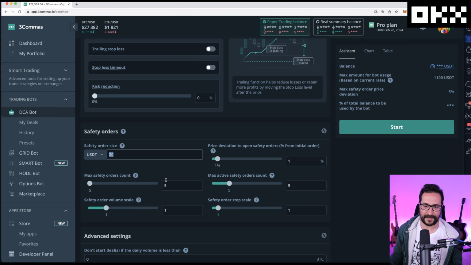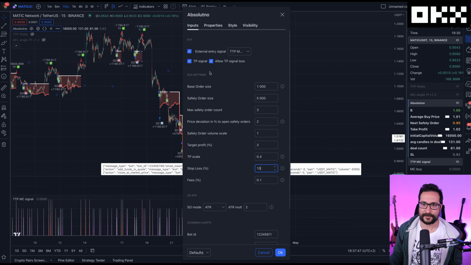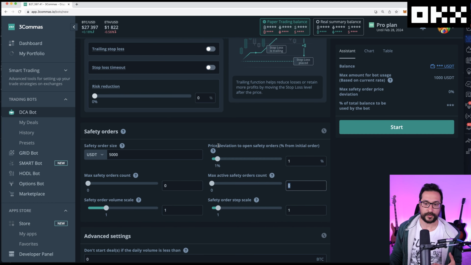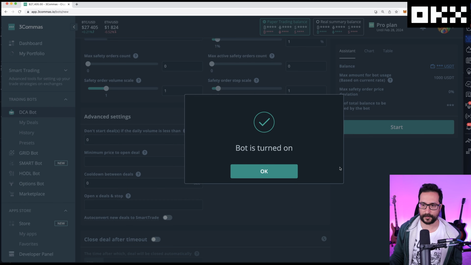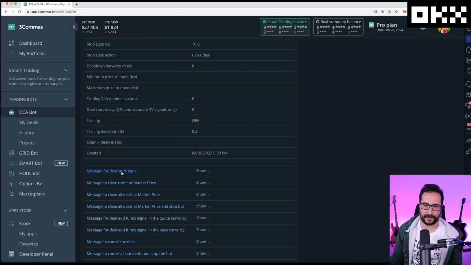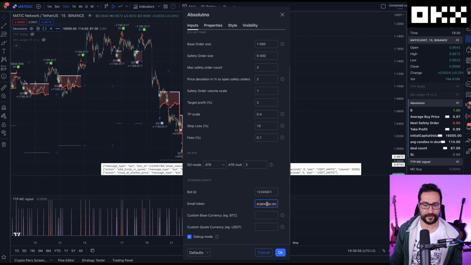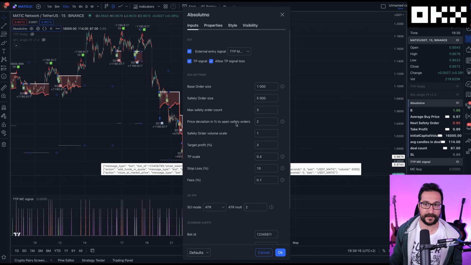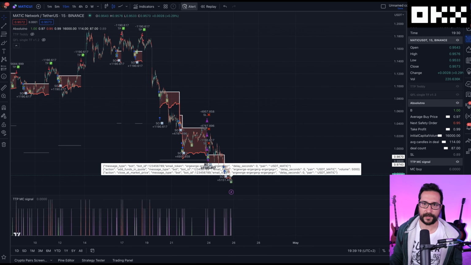And here we're going to put the same amount for the safety order, which was 5,000, but we are actually going to disable the safety orders in the bot itself. We're not going to let 3commas decide when to add funds for the new safety orders, but instead it's going to be the strategy sending the bot when to buy new safety orders. You can leave the scales for the volume and for the price at 1. They're going to be ignored anyways. We save the bot. We make sure that the bot is switched on, and we're going to have to scroll down here to find the details for the bot ID and for the email token. Once you're happy with all the settings in Absolutno, click OK, and now we're ready to set an alert.